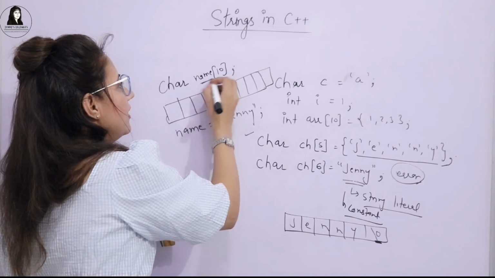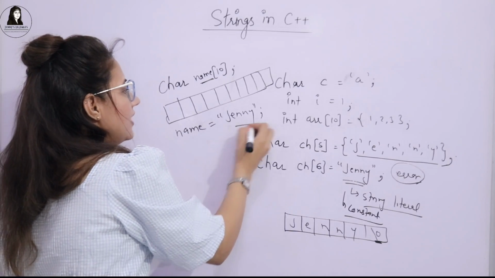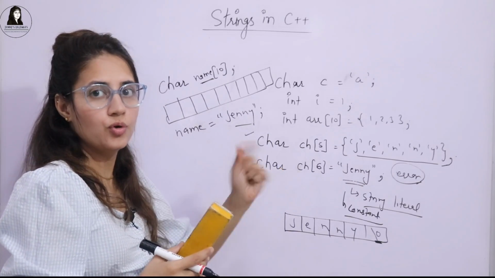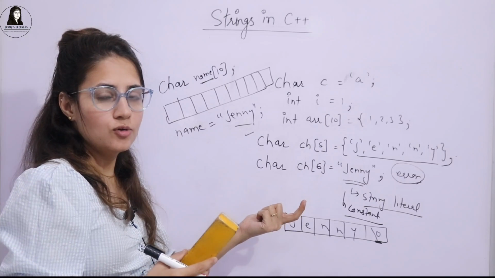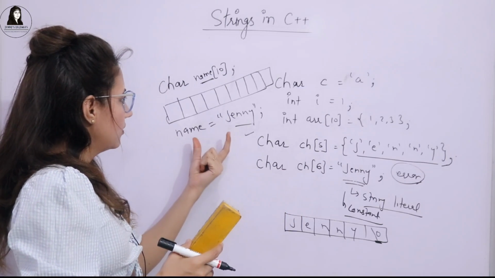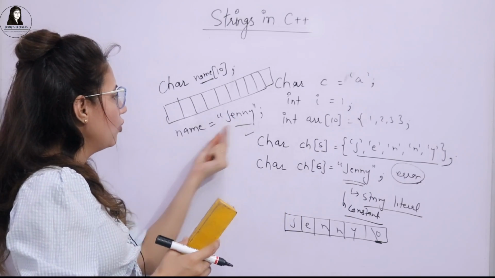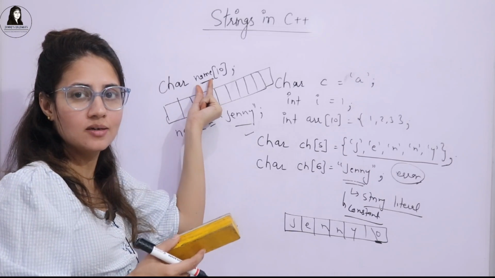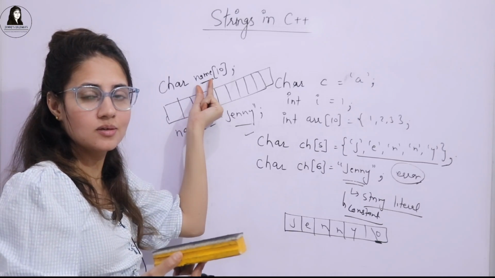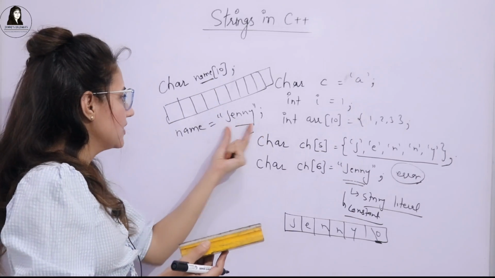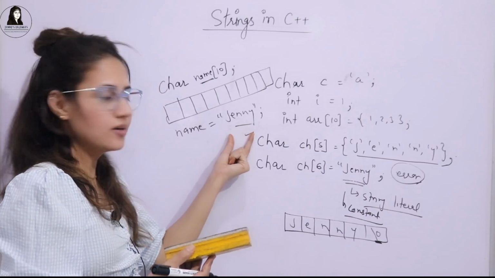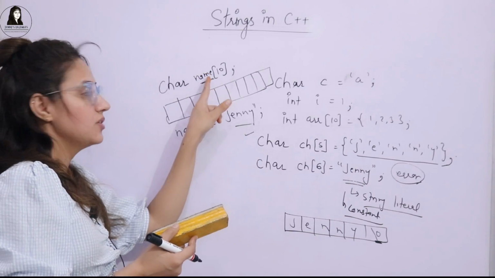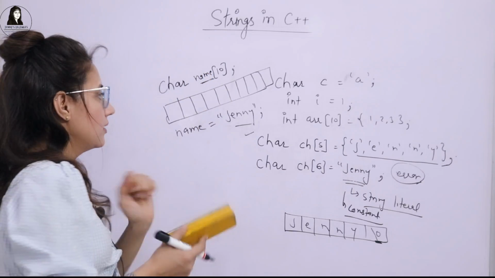Because name is a character array, and a string literal also evaluates to a location. So we are assigning one location to another location. This array name also contains a location or address, right? So we can't assign a string literal to a character array in C. This will give an error, because this is a character array in C.